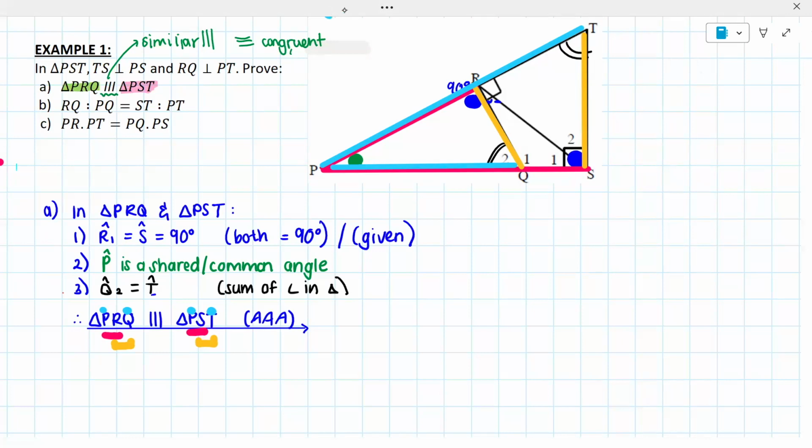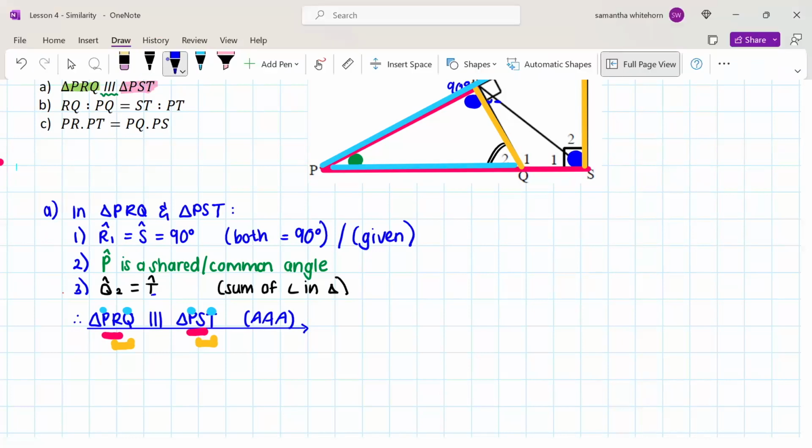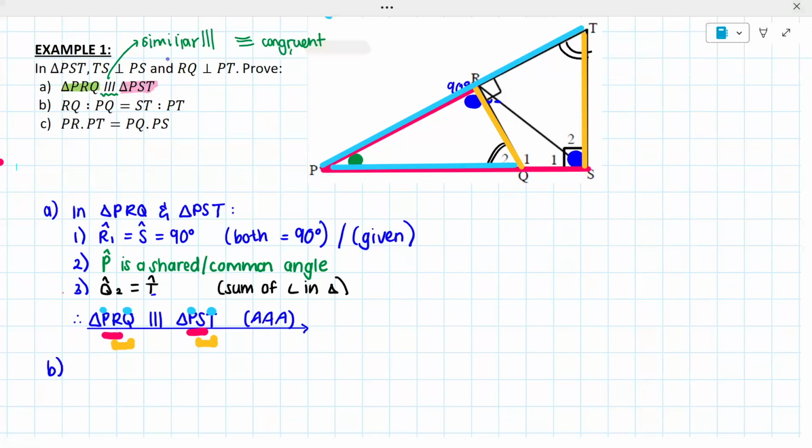So if we now go to question B, it is asking me to show that the ratio of RQ to PQ is equal to ST to PT. Now, hopefully what you can see is that all of those sides I've actually labeled already in my similar triangles. So your first step here, when you have a situation like this where you're trying to prove ratios are equal, is you write down exactly what we've just identified.